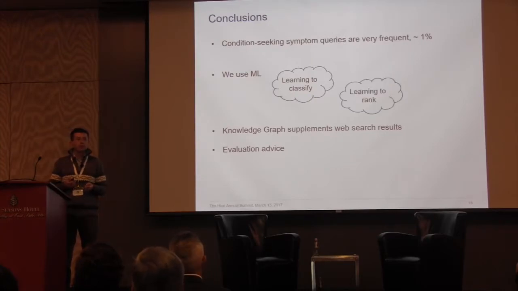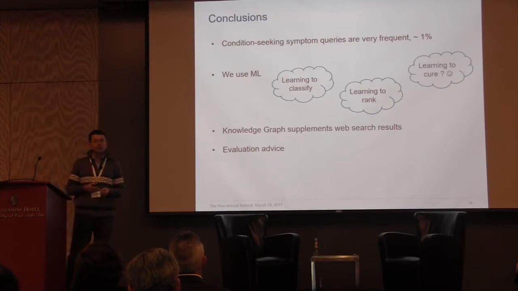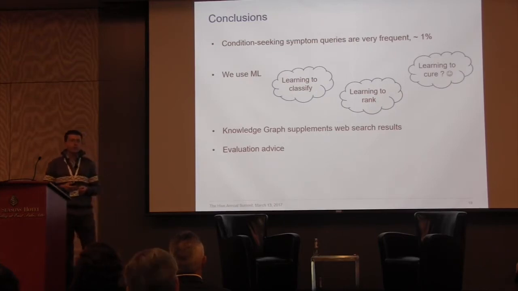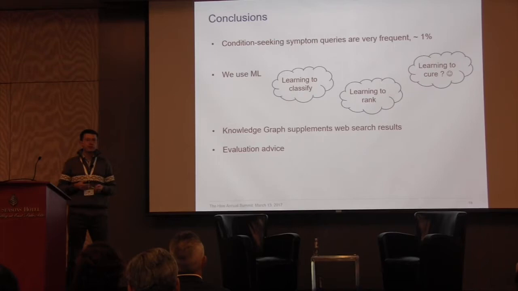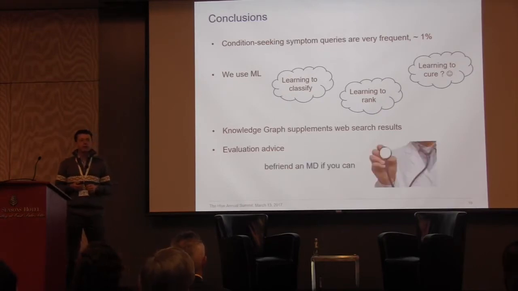We use machine learning to learn to rank the conditions, and maybe one day we'll learn to cure. We use a health knowledge graph to get a lot of information about diseases in a structured form. We learn relations which connect symptoms and conditions and treatments, and we use the information to rank conditions better. And finally, we use doctors for evaluation.